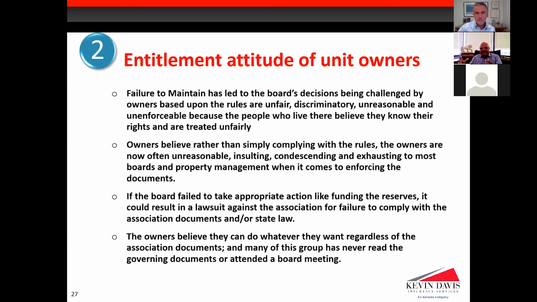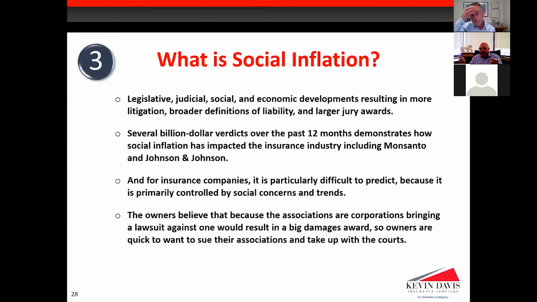And the big issue for us from an insurance point of view is something called social inflation. All these things lead to social inflation. Social inflation is a term the insurers are using for the rising cost of insurance claims caused by social and economic trends, resulting in more litigation and larger jury awards. Now, what do I mean by that?